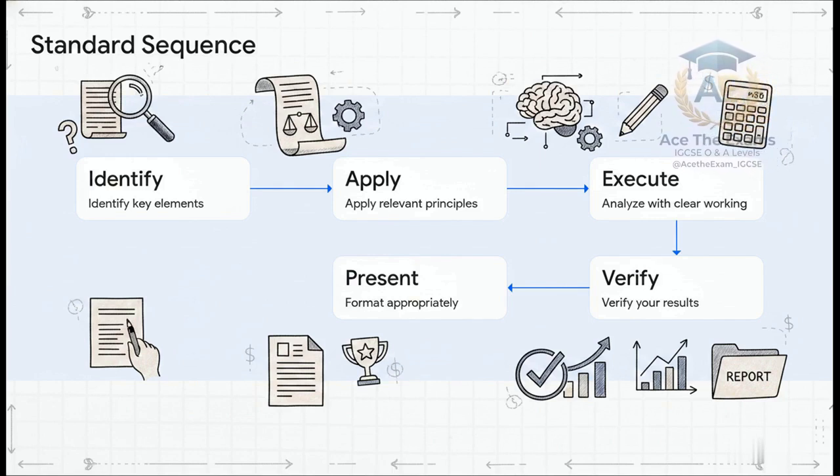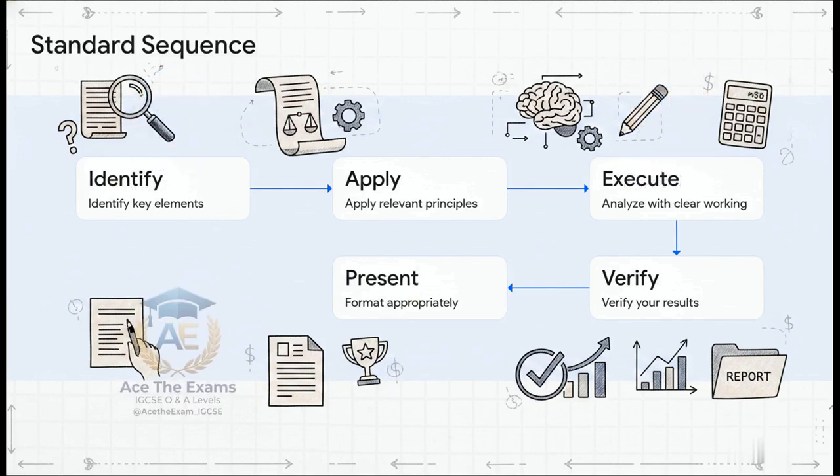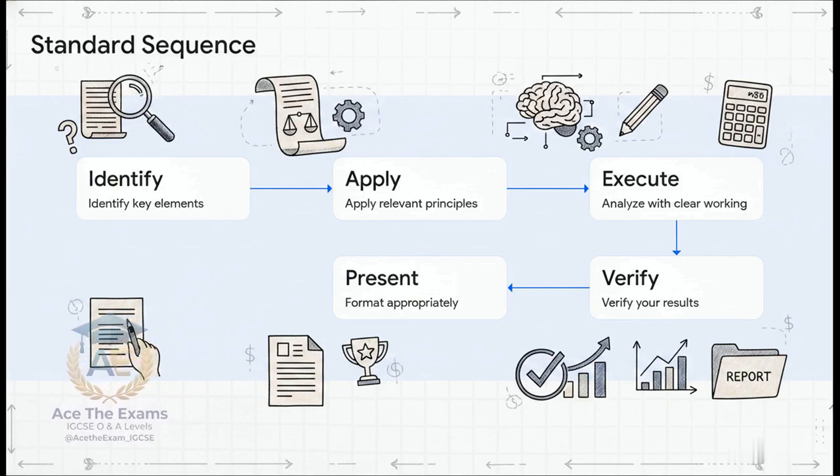To secure those method marks, there is a standardized 5-step sequence you absolutely must follow. First, identify the key elements from the provided data block. Highlight your opening balances, your cash book receipts, and your journal entries. Second, apply the relevant accounting principles. This is where you decide if an item impacts the control account or only the individual ledger. Third, execute your analysis with crystal clear working. Write it out. Fourth, verify your results. Does the closing balance make logical sense given the scenario?